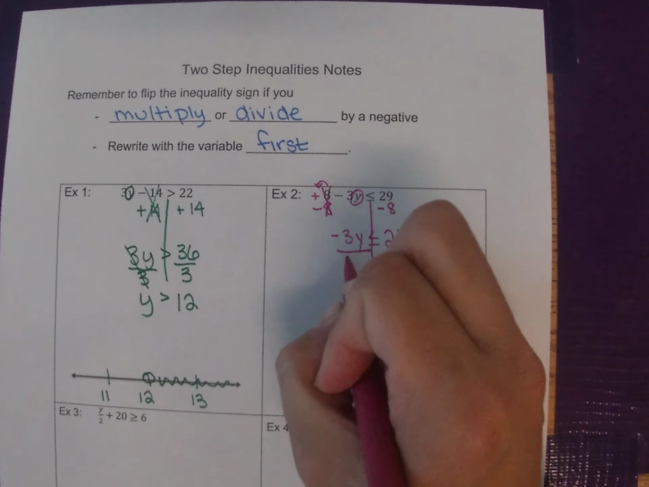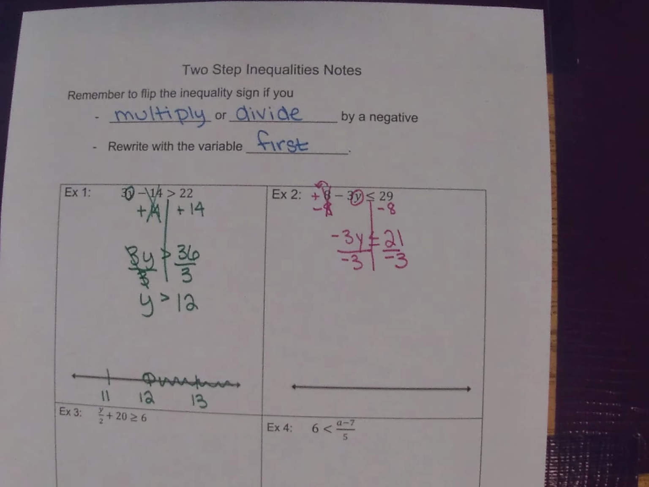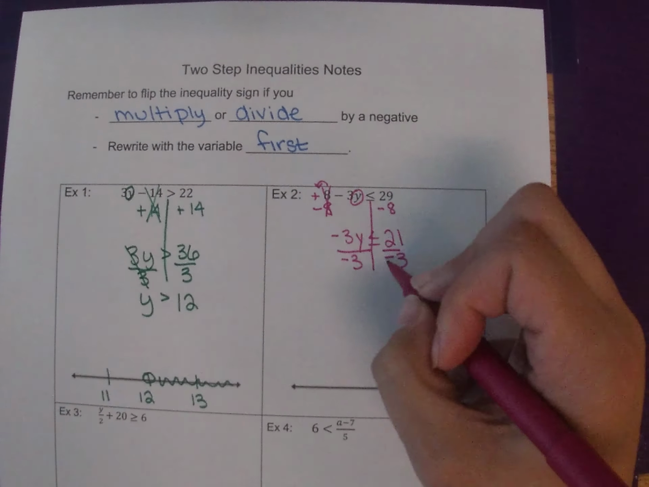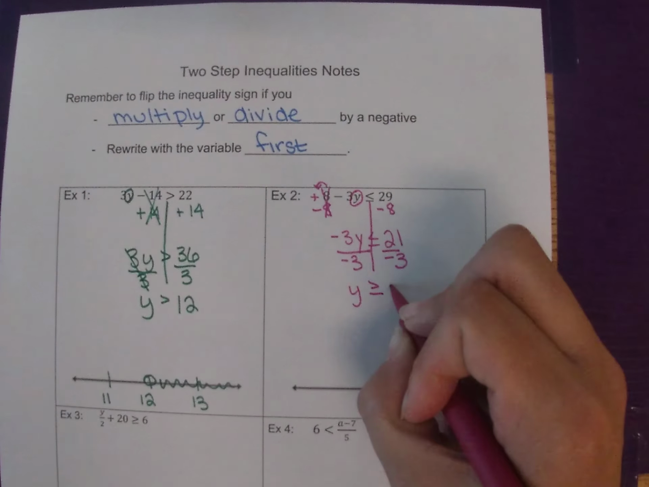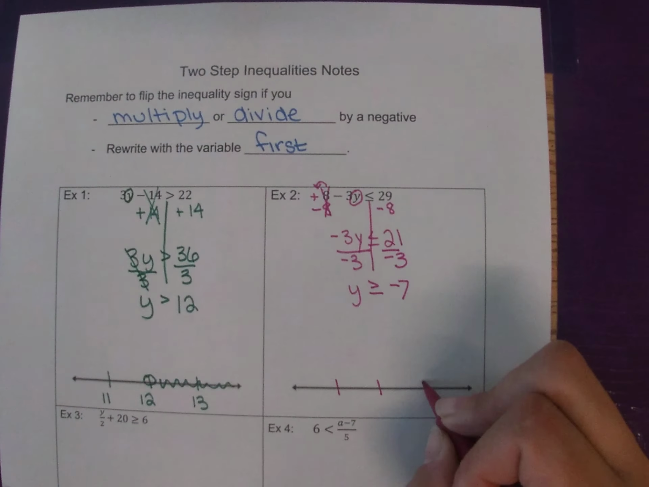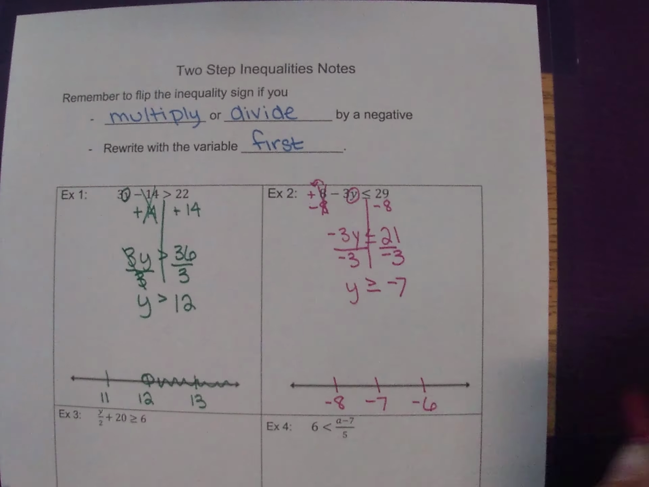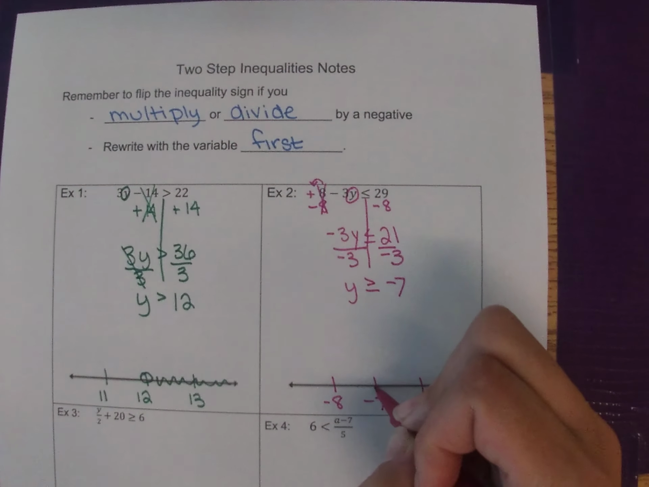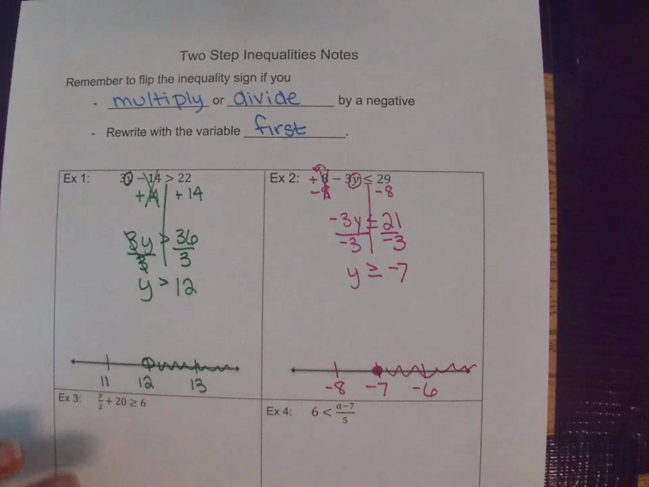Then I'm going to undo multiplication with division. So I'm going to divide by negative 3. Multiplication and division is a reason to think about it. So I need to see if I'm dividing by a negative, which I am. I'm dividing by negative 3. So that is a reason to flip the inequality sign, and I'll have y is greater than or equal to negative 7. So when I make my number line, remember this is negative 8 to the left. This is going to be that filled in circle because it has the or equal to. And I'm going to shade to the right.